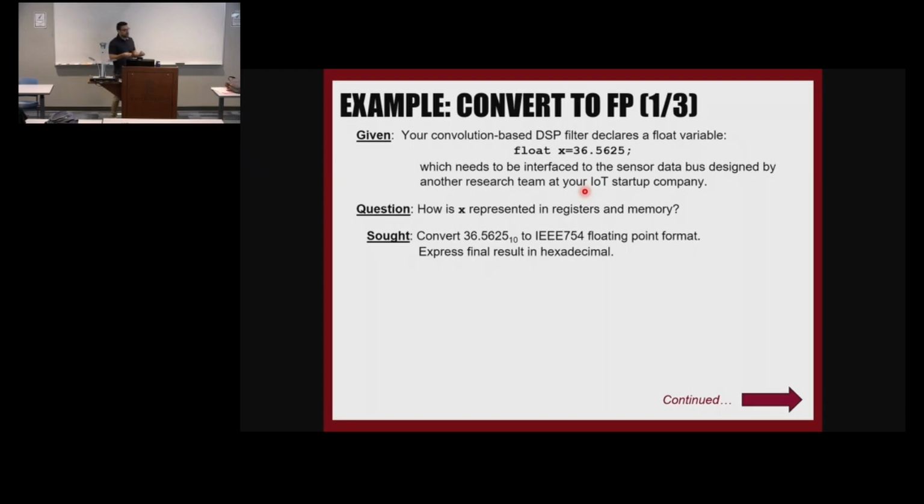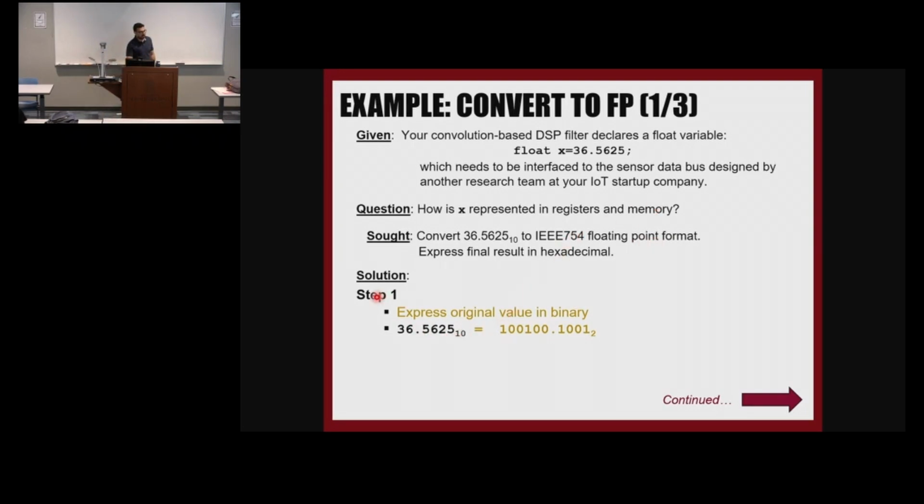Okay, in English, it means that I have this number, just convert it to floating point. Convert 36.5625 to floating point. So I'll do the first one, we do it together step by step, and then we have another example that I give you some time to do it yourself. So first step is going to binary. We have a decimal number, we have to convert that to binary.